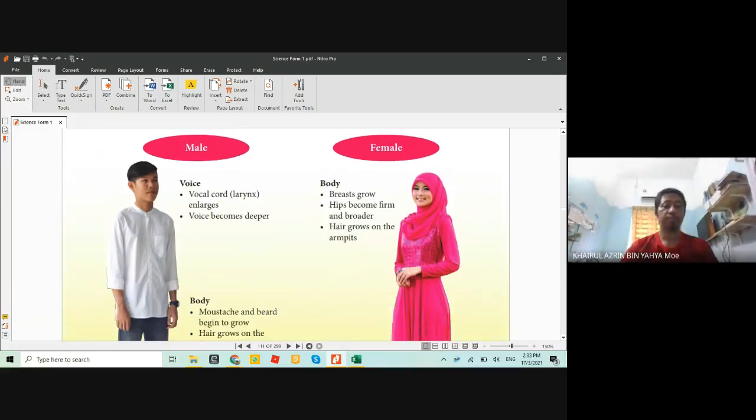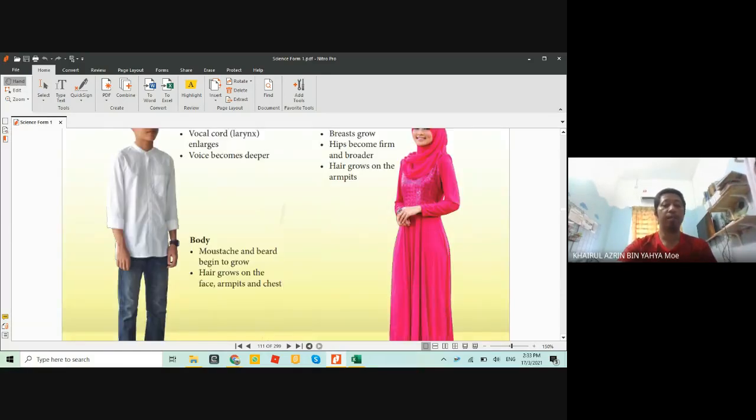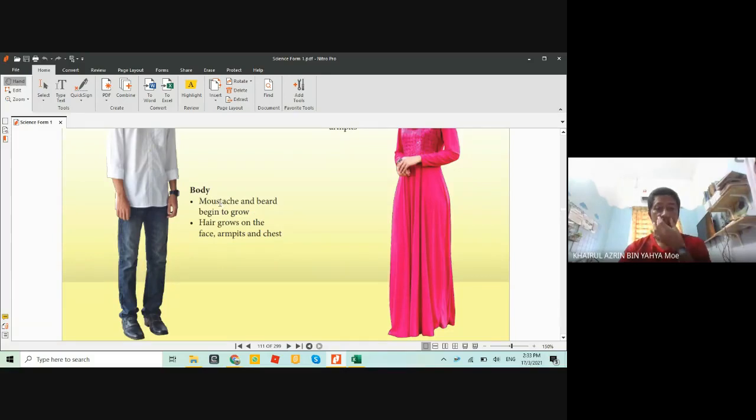So, in boys. First, voice, suara. The vocal cord and larynx enlarge, and then the voice becomes deeper. Suara jadi lebih besar atau garau. And then how about the body of the boy? Mustache, misai, and beard, janggut, jambang, begin to grow. And then hair grows on the face, armpits and chest. Hair tu bulu, bulu pada muka, ketiak, chest, badan dan juga tempat lain.